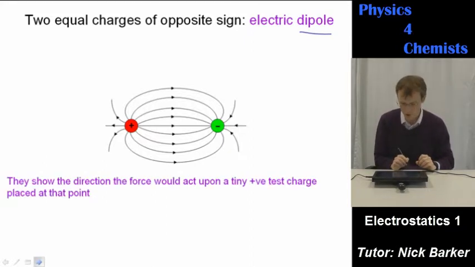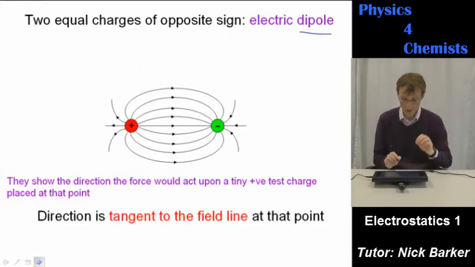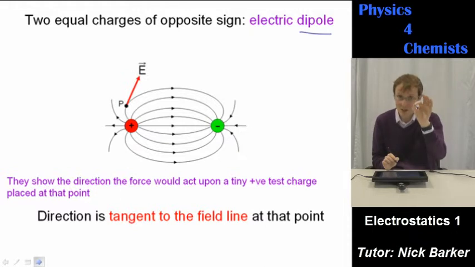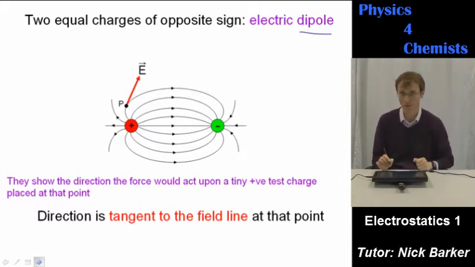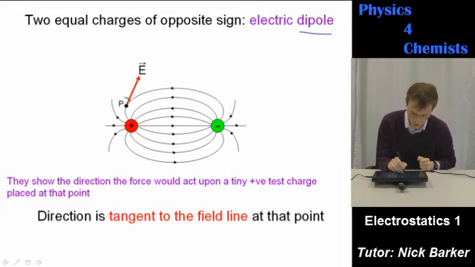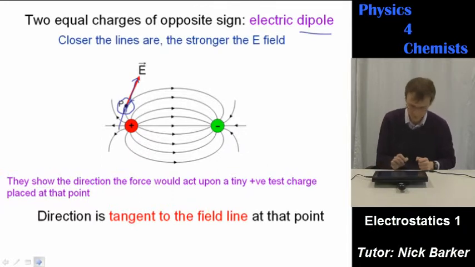They show the direction a force would act upon a tiny positive test charge that you place at a certain point. I'll show you. The direction that little tiny point charge would move, if you placed it at that point, is tangential. It's a tangent to the field line at that point. And so I think that's quite clever, really. If you place a little point charge here, it's going to move in this direction because that's a tangent to that curve at that point. All clever stuff. The closer the lines are, the stronger the field.